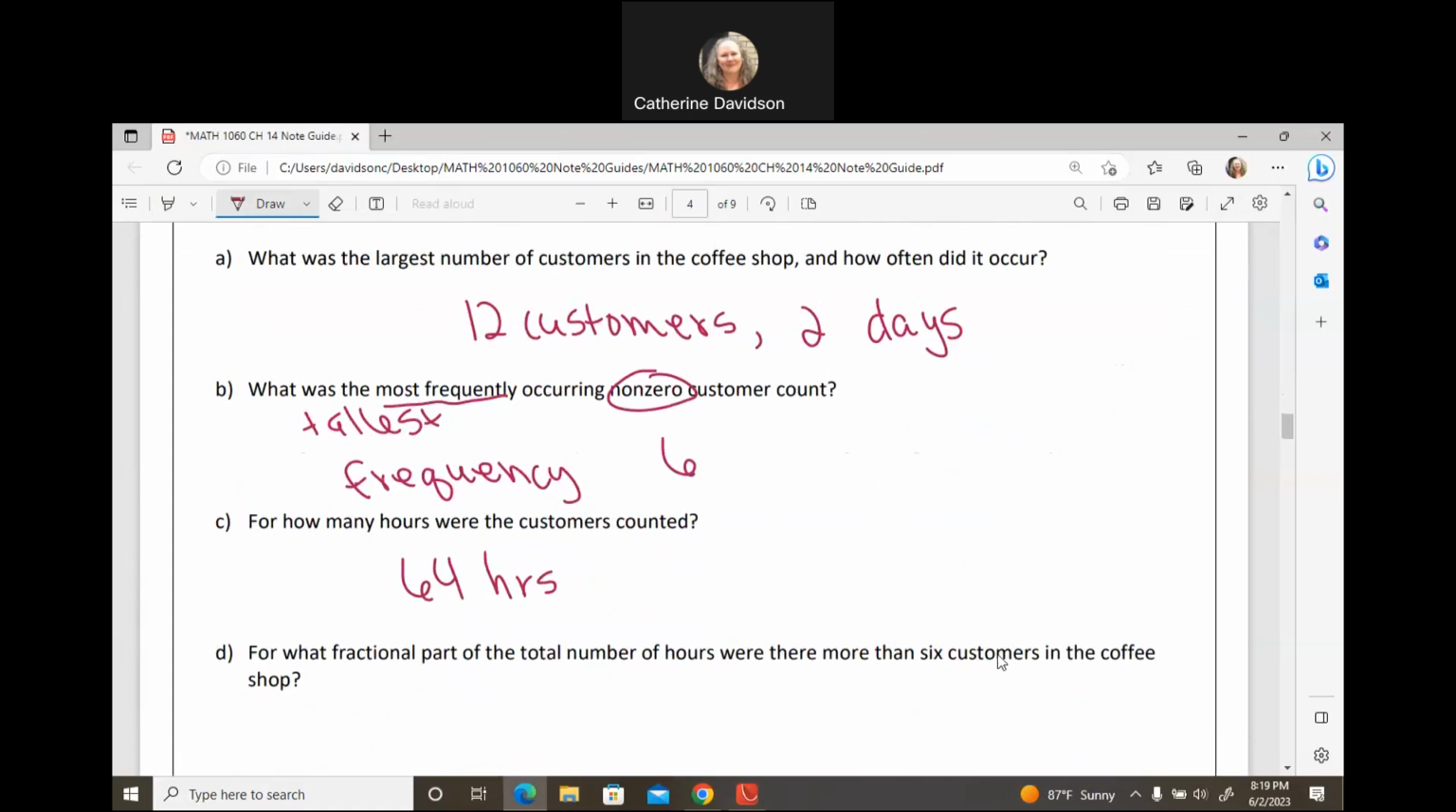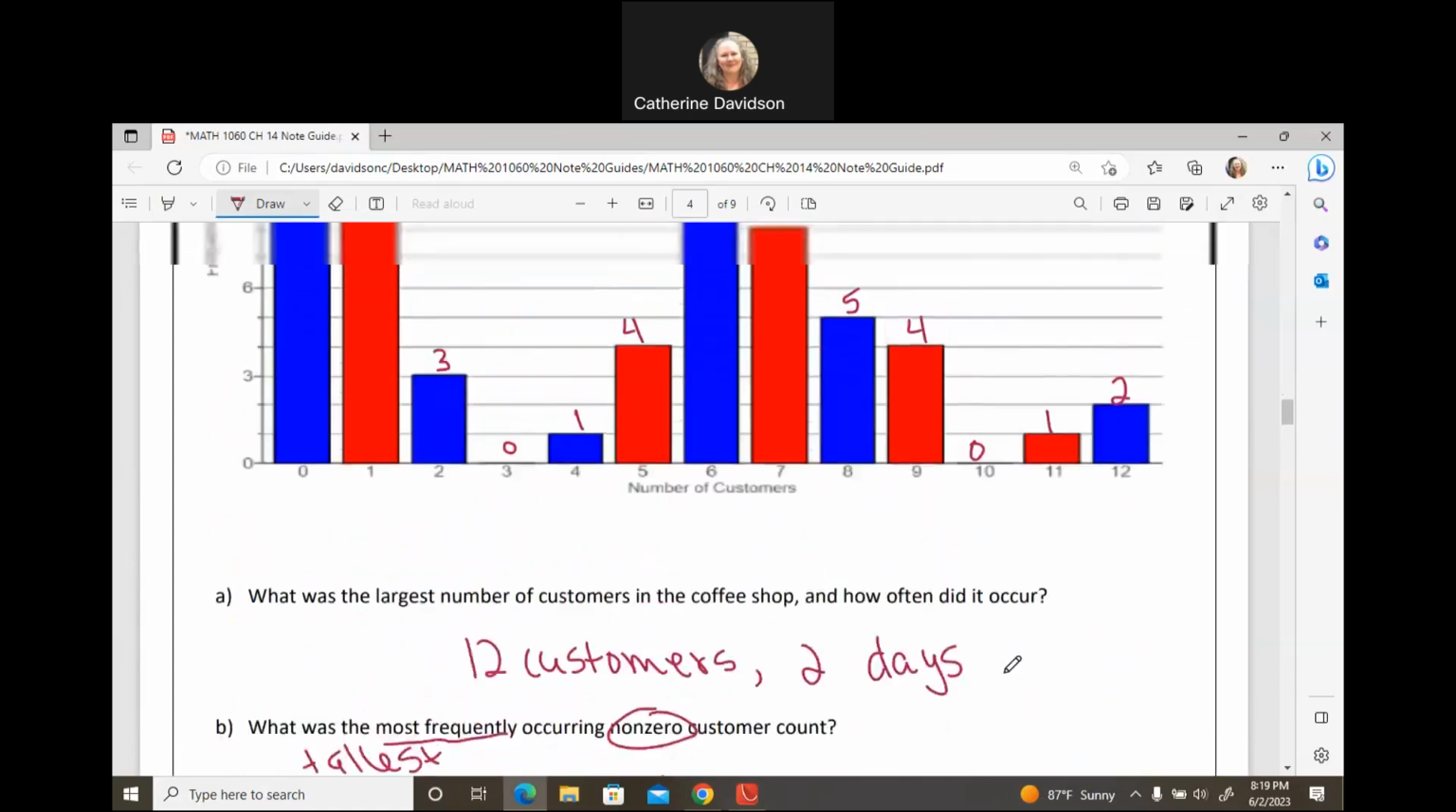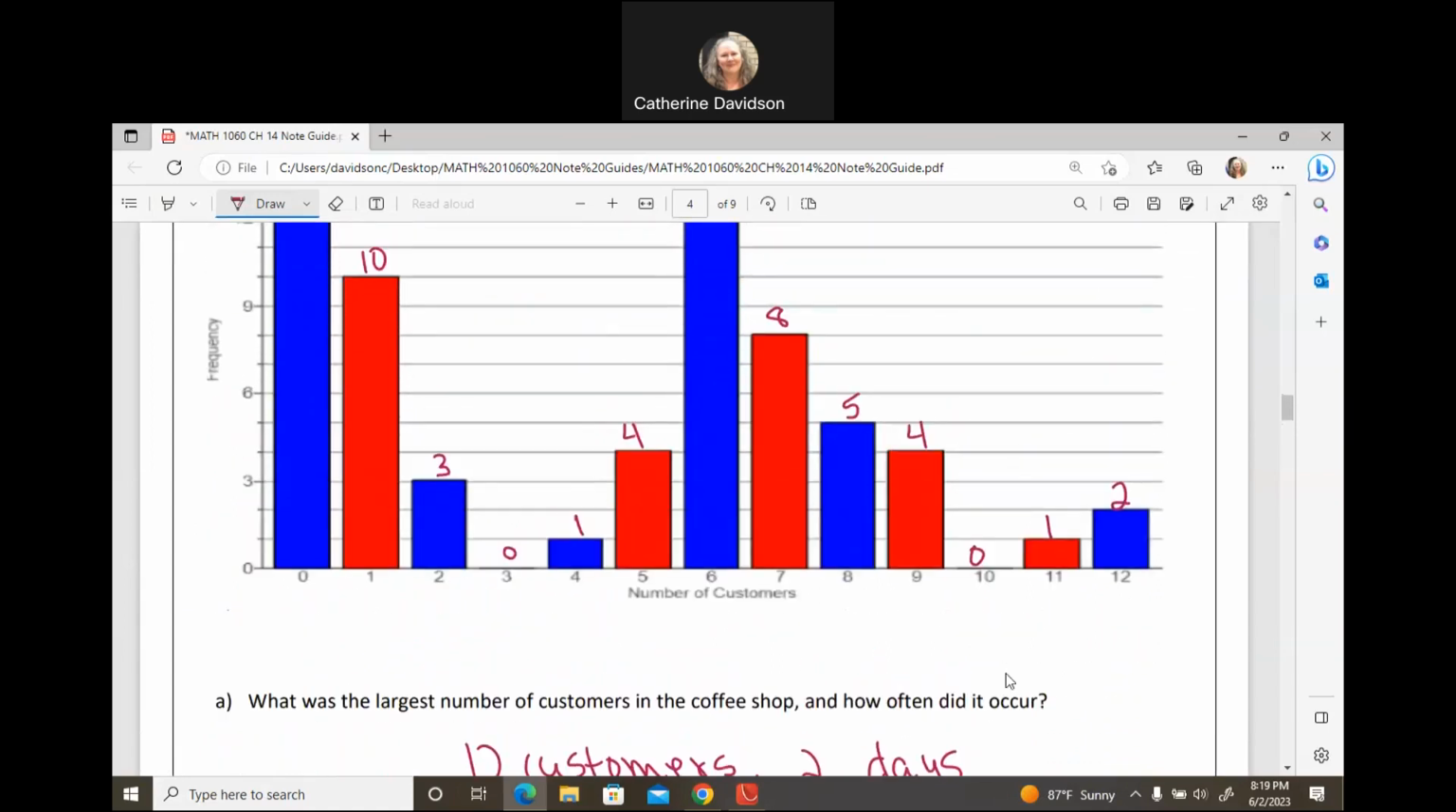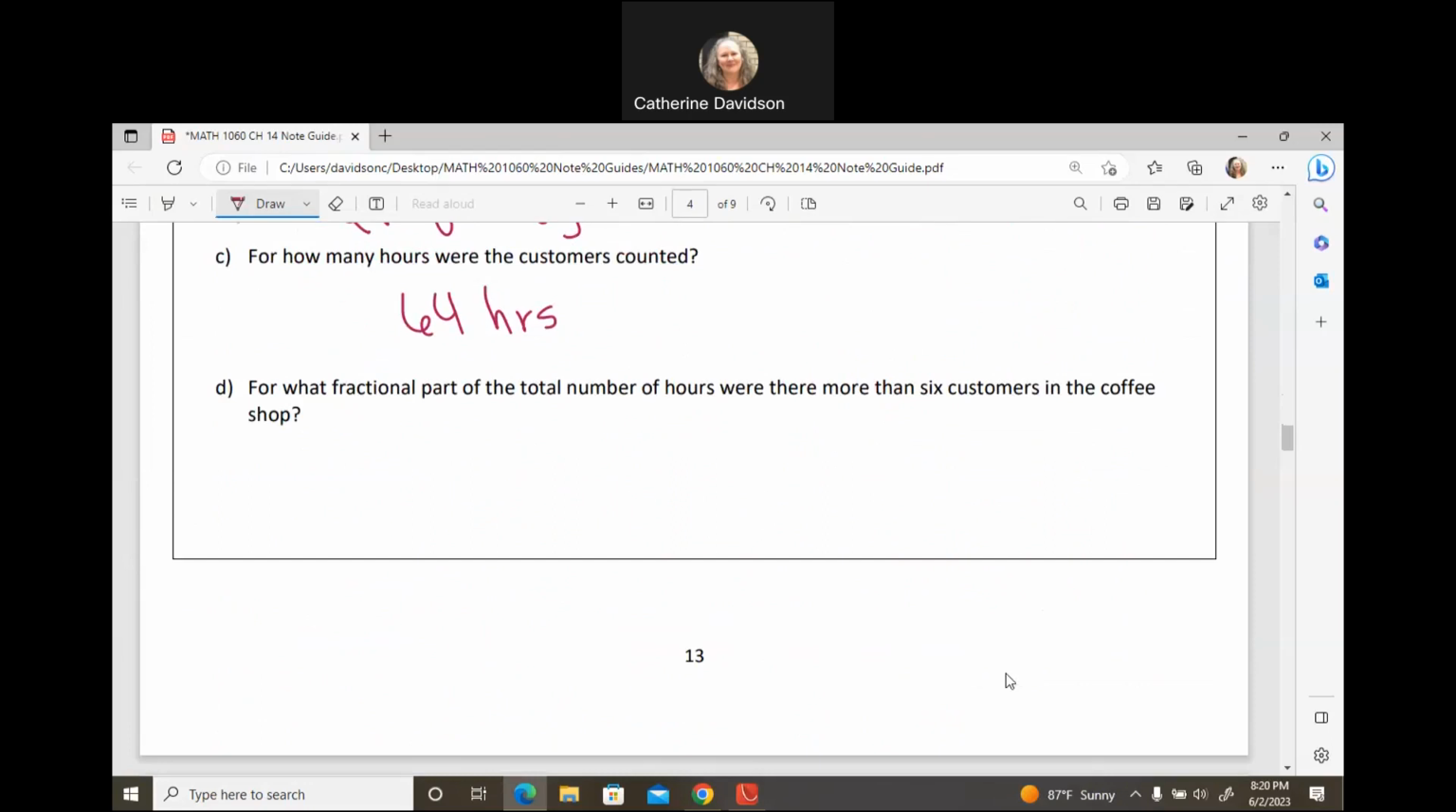For what fractional part of the total number of hours were there more than 6 customers in the coffee shop? More than 6 customers is 7, 8, 9, 10, 11, and 12. So we're going to add these up. So that's 20 hours in which there were more than 6 customers out of the 64.